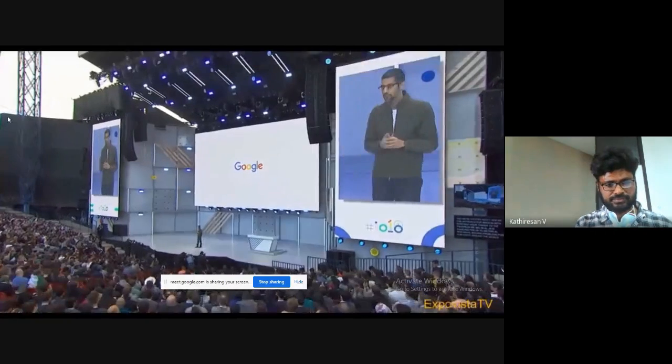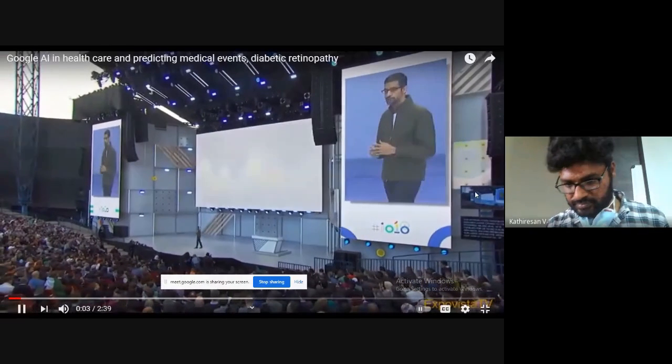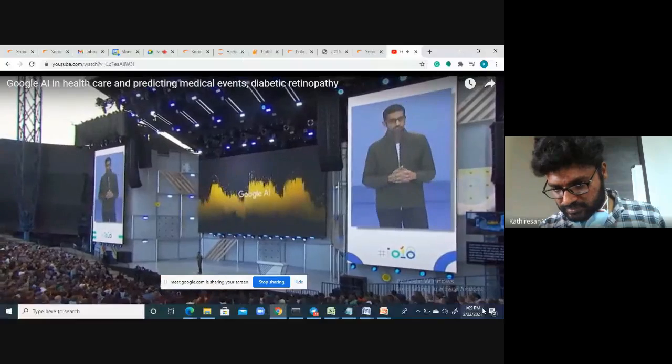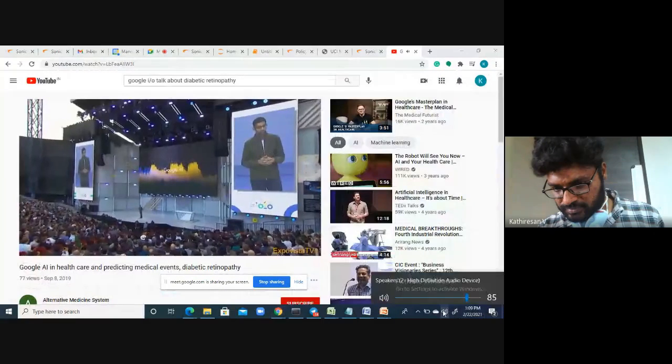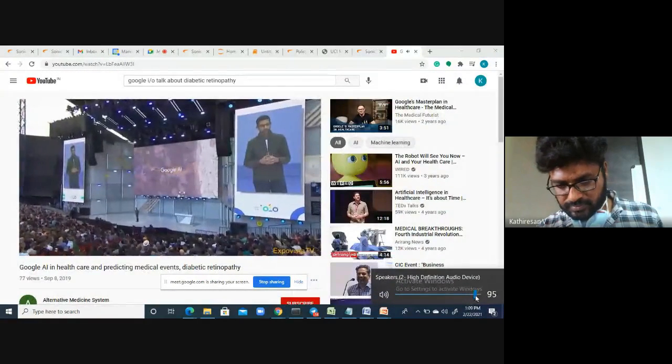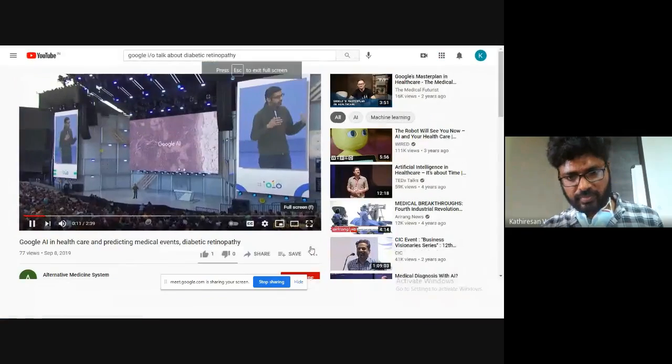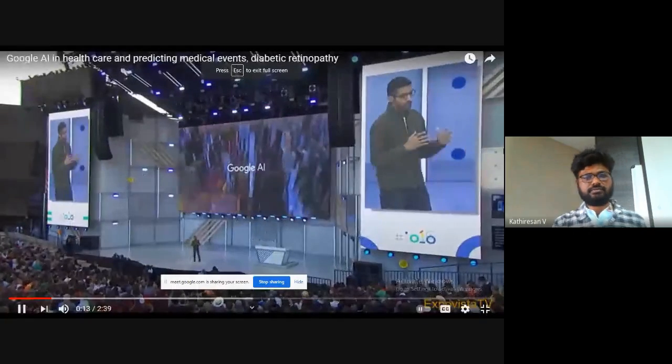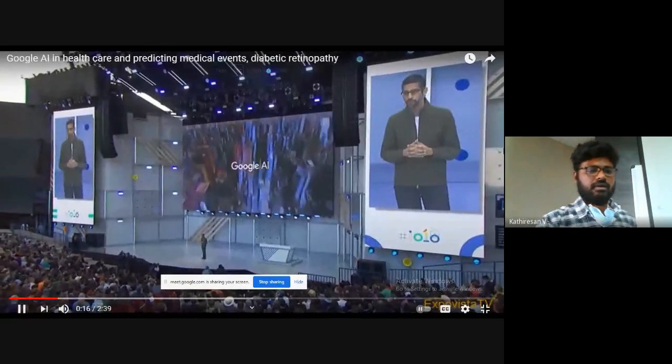Last year at Google I/O, we announced Google AI. It's a collection of our teams and efforts to bring the benefits of AI to everyone. And we want this to work globally, so we are opening AI centers around the world.